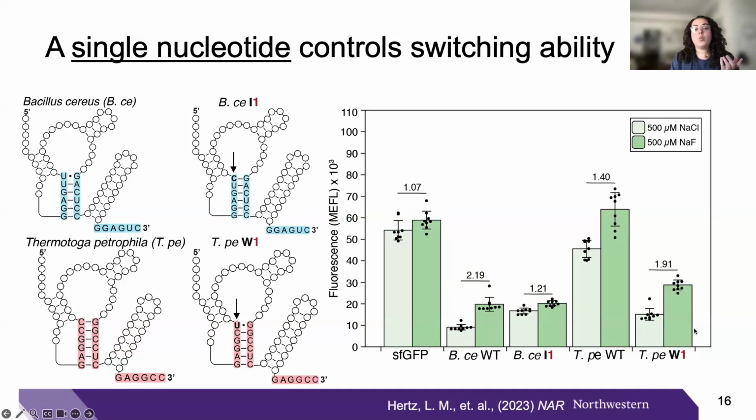And what we found was we overall lowered the amount of protein being made, suggesting that in both conditions, more structural rearrangements were occurring. And in the presence of fluoride, we're now getting that full differentiation, letting us know that the riboswitch is better able to respond to the presence of fluoride.